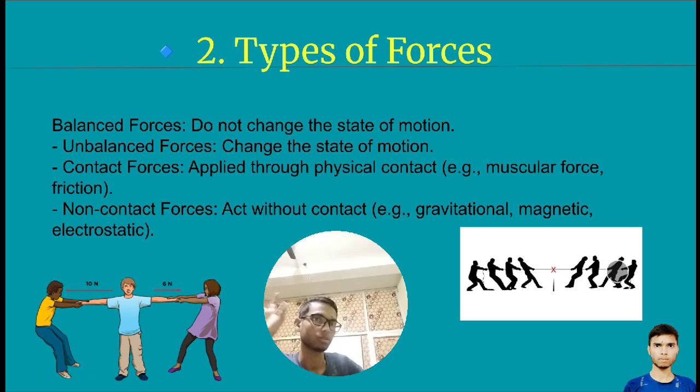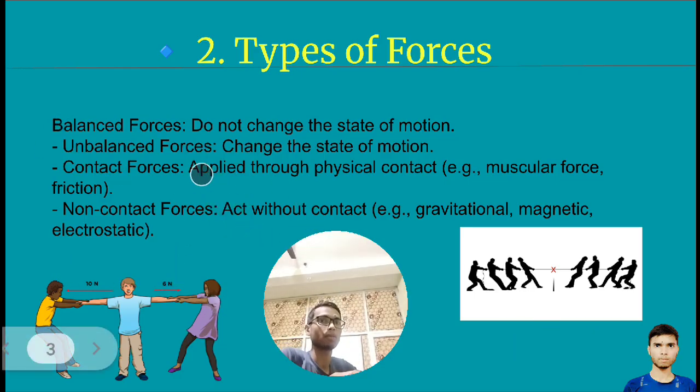We have visualized this figure as well. This figure is about balanced force, and this figure is about unbalanced force. She is applying only 6 newton, and he is applying more, 10 newton. 4 newton is more. That's why he is applying more newtons. But in this case, on both sides, the number of newtons is the same. That's why this figure is considered balanced force, and this figure is considered unbalanced force. I am moving forward. But here you can see this is also contact force.